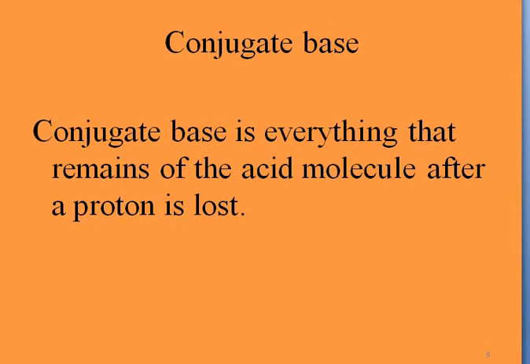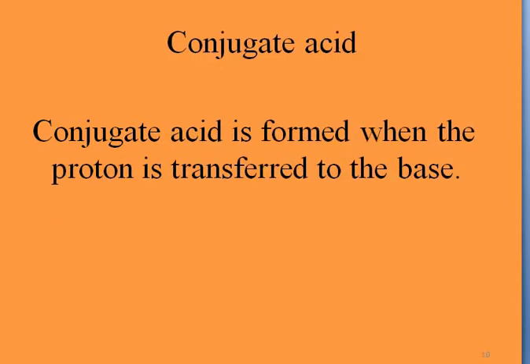So what is a conjugate base? A conjugate base is everything that remains of the acid molecule after the proton is lost. On the other hand, a conjugate acid is formed when the proton is transferred to the base. So after the base gains that proton, it will be a conjugate acid. It means that it has the ability, or the affinity, to lose the proton. That's why it's called a conjugate acid. Since it got the proton, it has the ability to lose that proton.